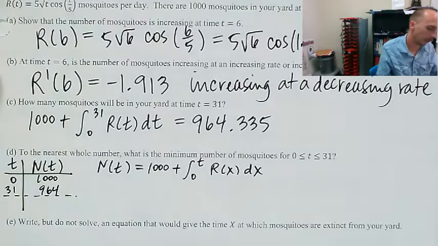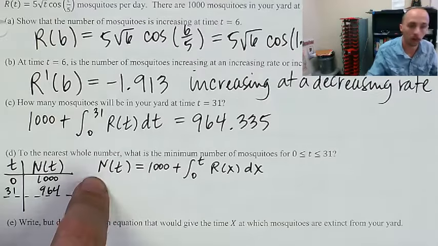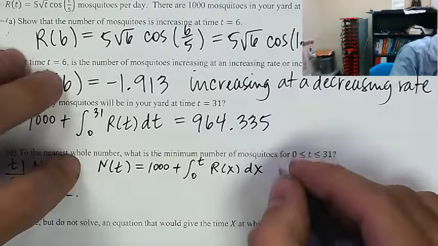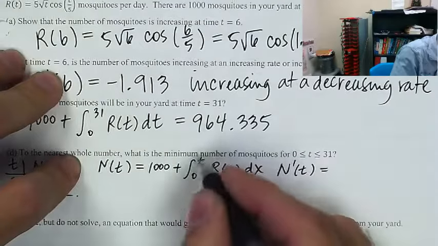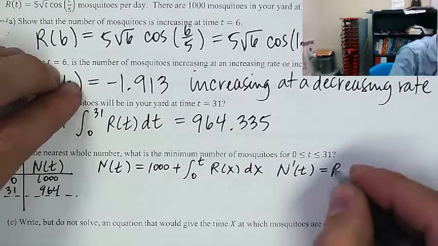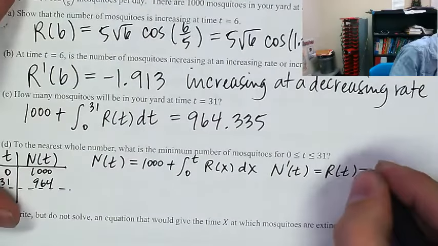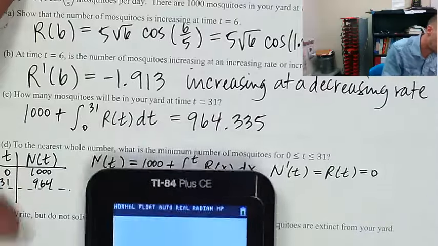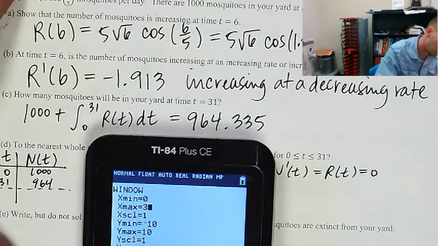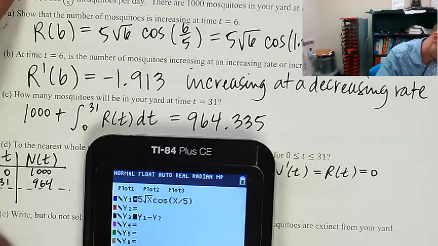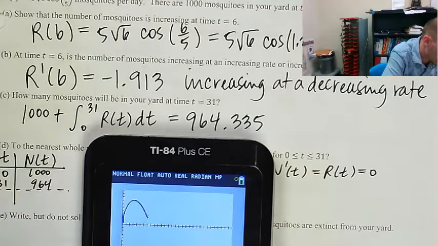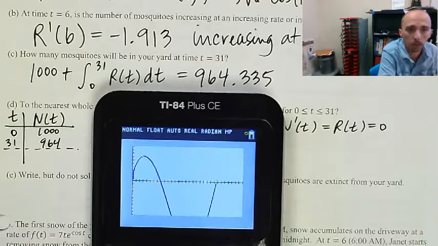Okay. And so I just need to find where is N prime. I need to write a formula down for N prime. Okay, we know how to take the derivative of these functions defined by integrals. It's going to be r of t. We know that. And we want to know where that's equal to 0. Okay, so we're going to have to graph it on 0 to 31. So we're going to graph r of t and not y1 minus y2. Okay, it went negative for quite a while.